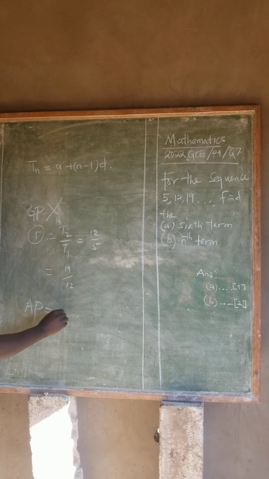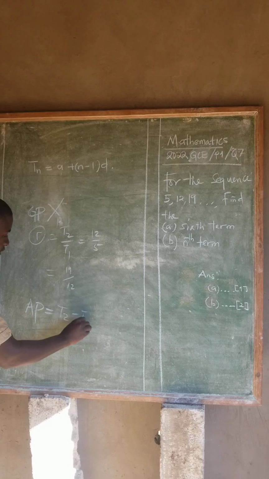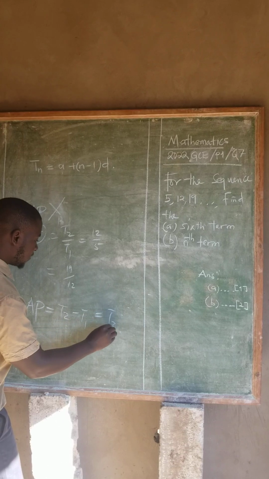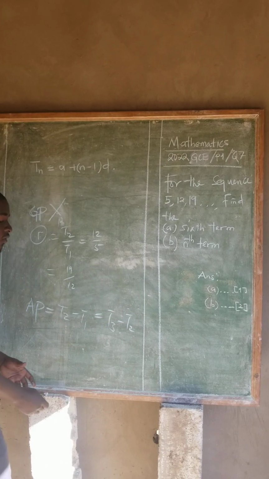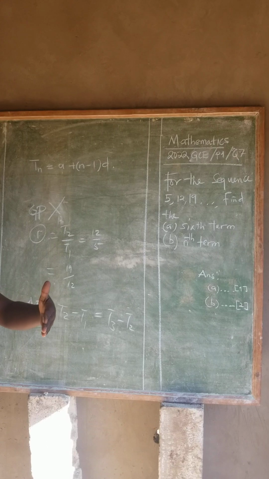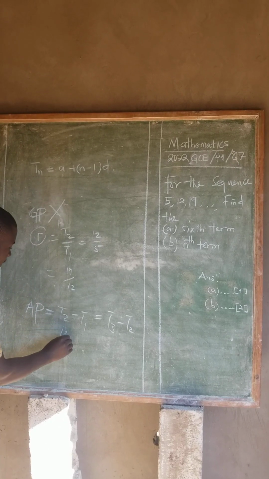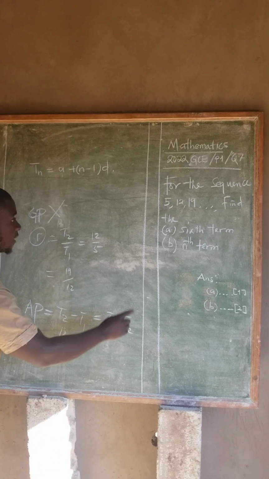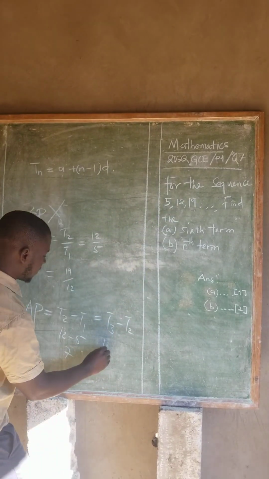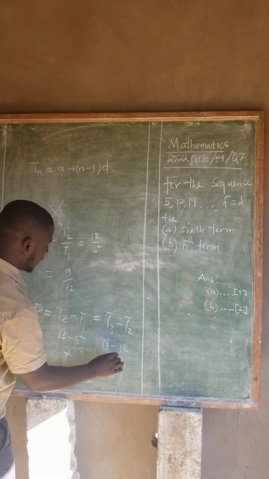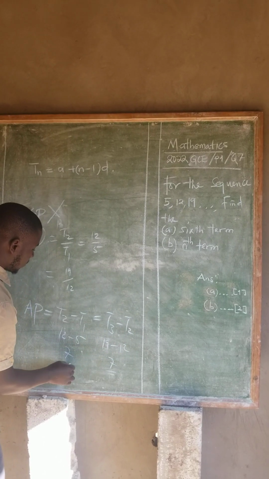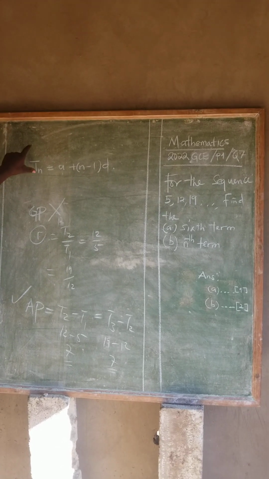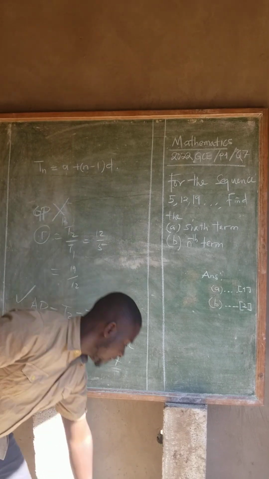How do we test? We say T2 minus T1 should also be equal to T3 minus T2. So we're looking at two consecutive terms. So we have 12 minus 5, giving us 7. How about if we pick this side? We're getting 19 minus 12, getting 7. So if these two are the same, then this is an AP. So we're going to restrict ourselves to this formula here.